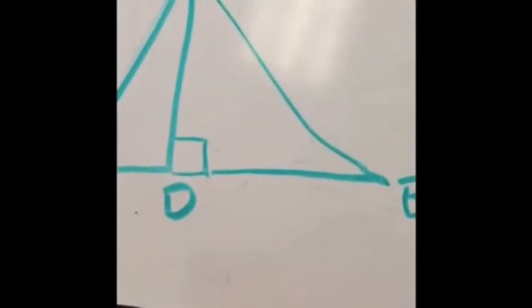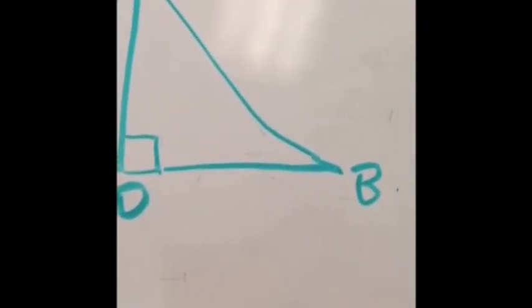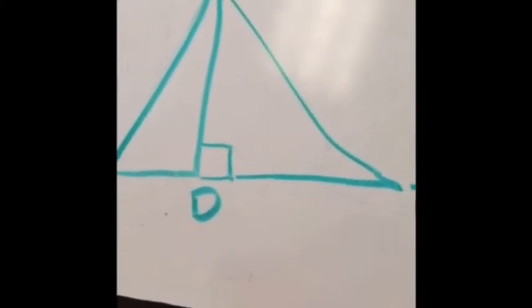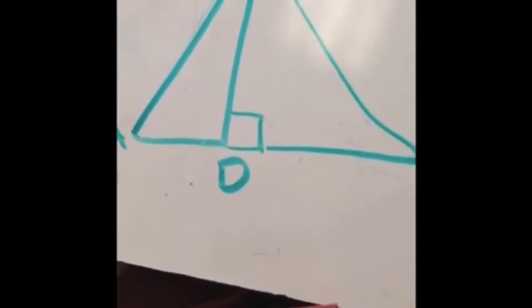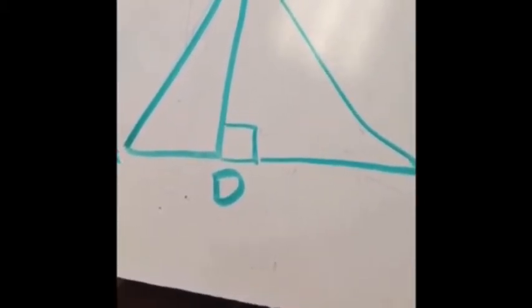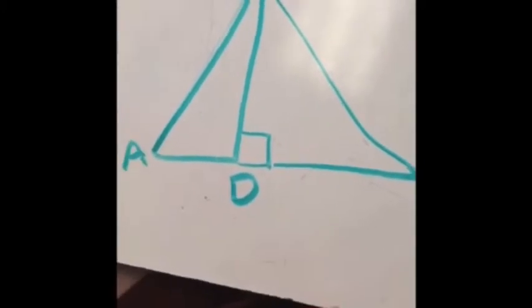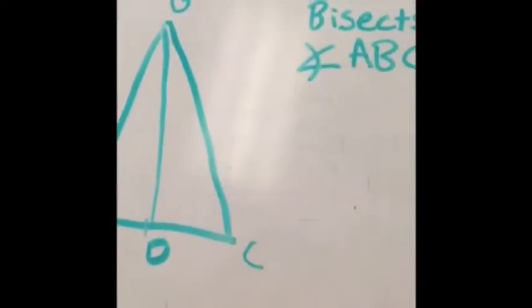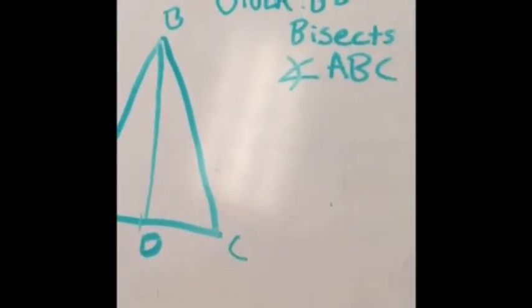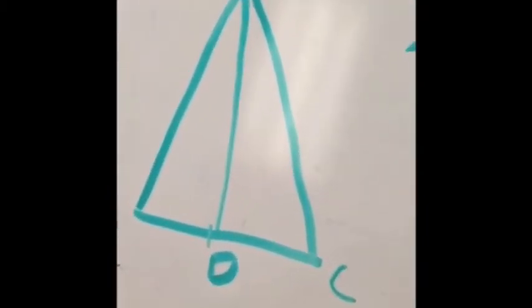The given is CD is perpendicular to AB, and the conclusion we can make for this is angle CDB is 90 degrees. The given is BD bisects angle ABC, and the conclusion we can make for this is angle ABD is congruent to angle CBD.